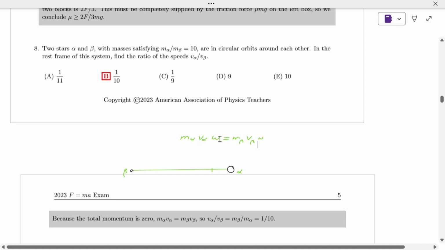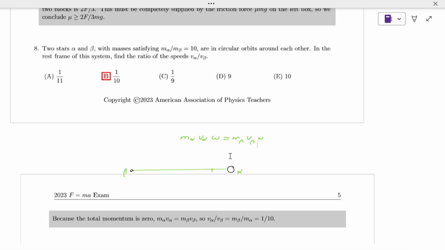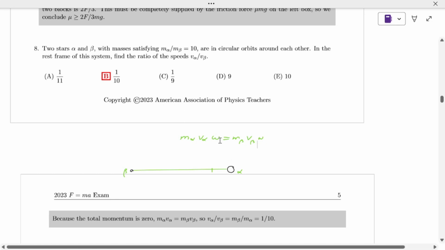Notably, omega is the same, right? Because the two stars rotate at the same period, so the angular speed, omega, must be the same. And you can readily see from this expression that the two omegas cancel each other, and you're left with the same balance of momentum equation that the solution has. And the conclusion follows that the ratio of the speed must be 1/10.